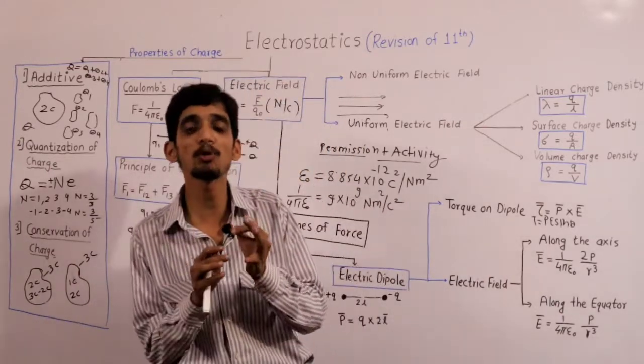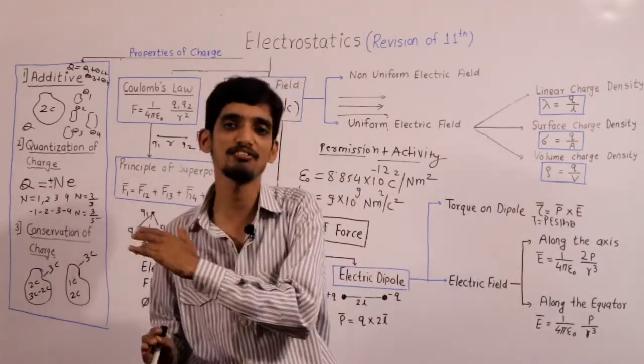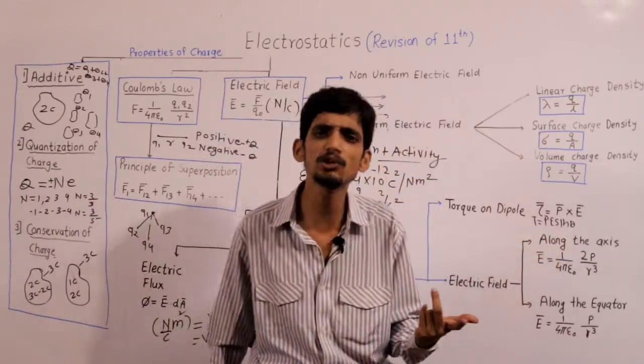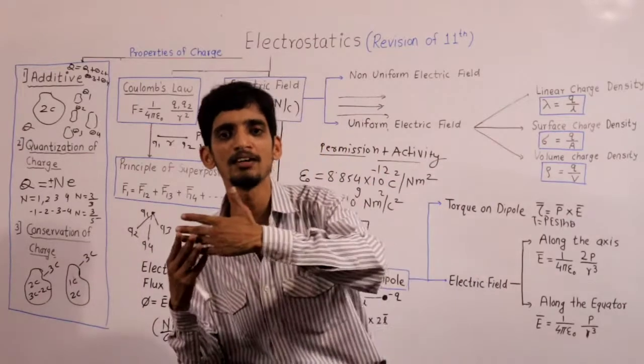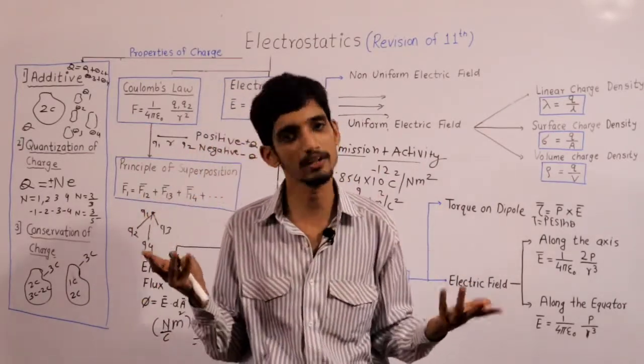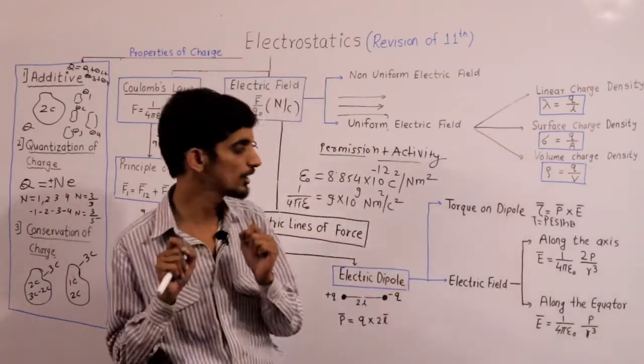It means every dipole has a tendency to align itself in the direction of the electric field. So if theta is 0, torque is 0 because it is already along the electric field. Theta 0 means parallel with the electric field, so no torque is required. Clear? So this is about torque.